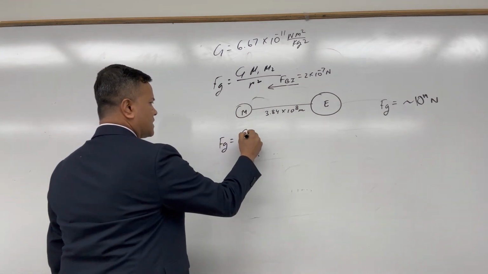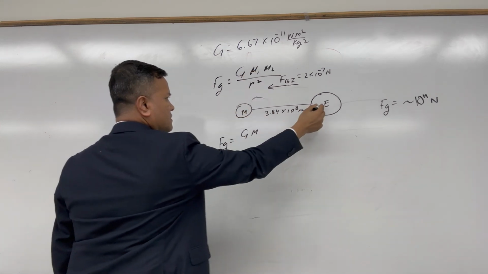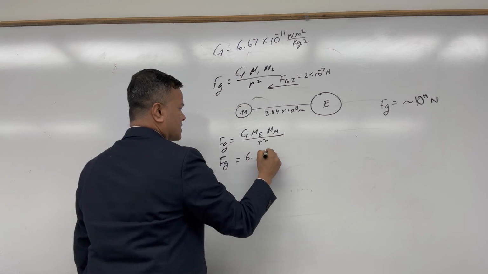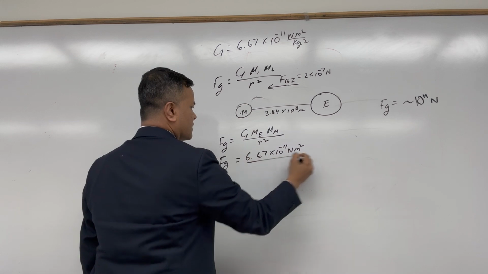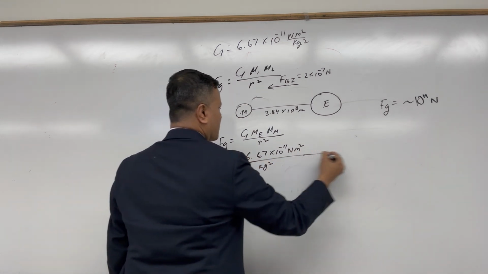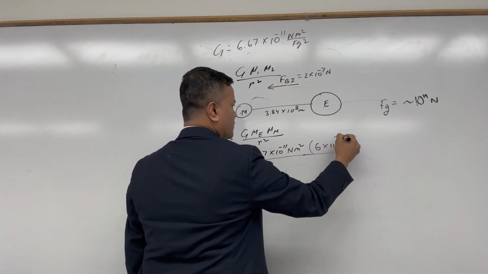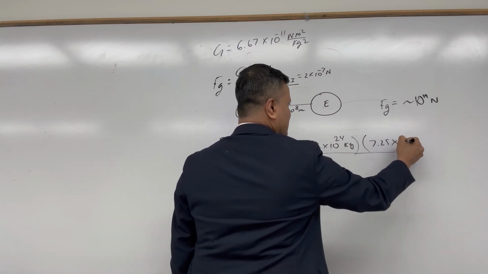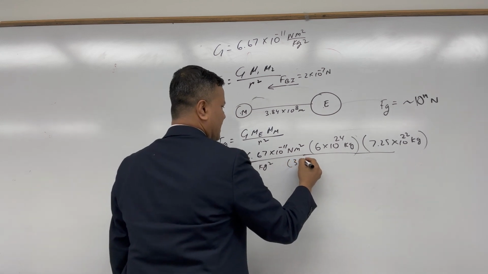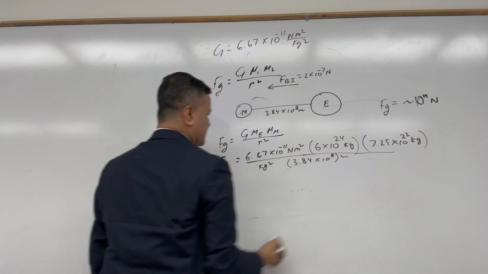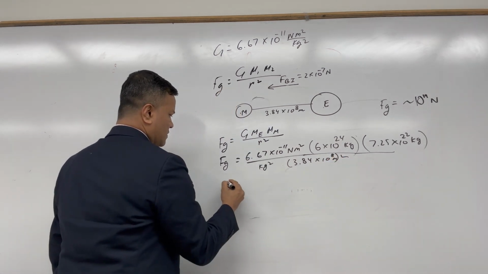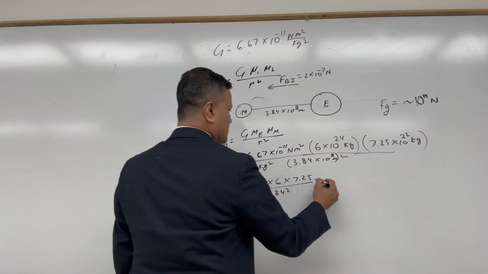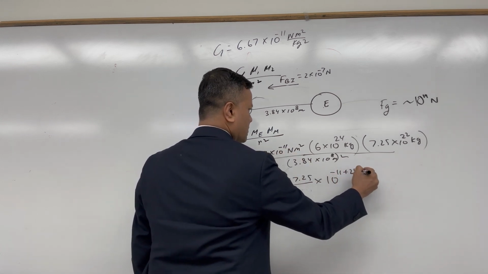So Fg is equal to G M Earth M moon over R square. So Fg is equal to G, 6.67 times 10 raised to negative 11 Newton meter square over kilogram square. Mass of the Earth is 6 times 10 raised to 24 kilogram. Mass of the moon is 7.25 times 10 raised to 22 kilogram over 3.84 times 10 raised to 8 meter square. So Fg is equal to 6.67 times 6 times 7.25 divided by 3.84 square times 10 raised to negative 11 plus 24 plus 22 minus 16.